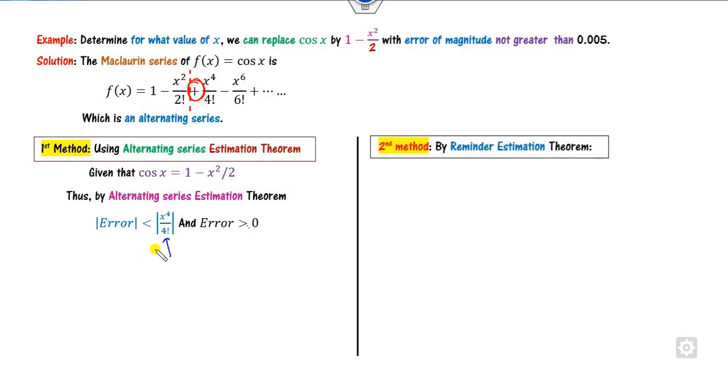Now your target is to find x. What is given to you? The error is no greater than this. What is the meaning of that? It means the error is less than or equal to this one. So I can substitute the value here, which is the meaning of this. From here you can find the value of x.